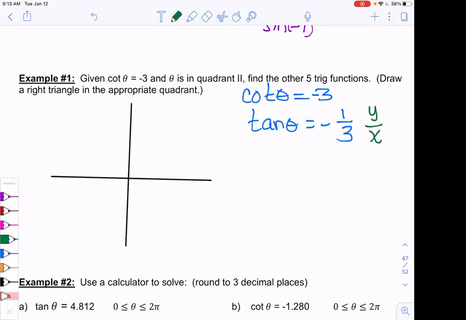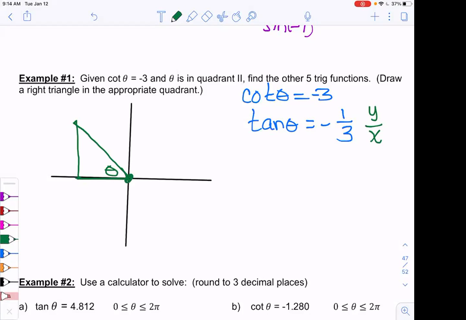So let's look at the second part. It says the angle is in the second quadrant. So when the angle is in the second quadrant, our triangle comes out of the origin because it has to start in standard position, and it connects down to the x-axis because we need to use that little reference angle. So it always connects to the x-axis.